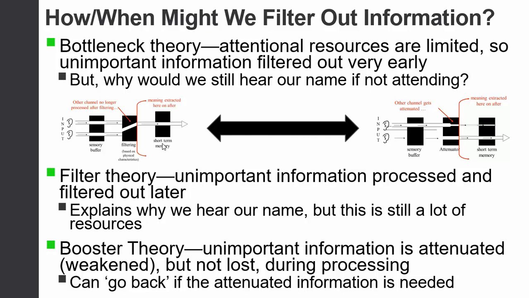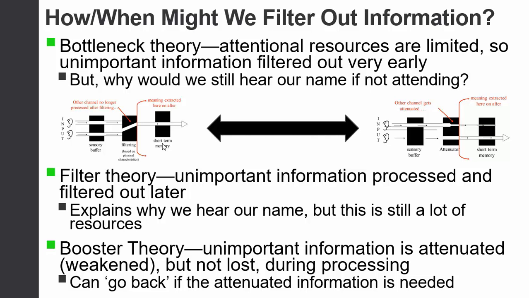The idea with a booster theory is that all the unimportant information that's coming in is still coming in, just like it is in filter theory. However, it gets attenuated. If you think of this as two radios playing, one that you're trying to attend to and another playing in the background, then in booster theory, you turn down the volume on the radio that you're not trying to pay attention to. In this case, that information still gets in, right? You can do late stage filtering with it, but it doesn't require as many resources because you just have to do a quick scan to see if anything captures your attention at all. And since it's a weakened, attenuated signal, it's not going to require as many resources.